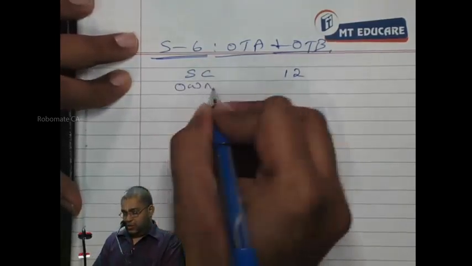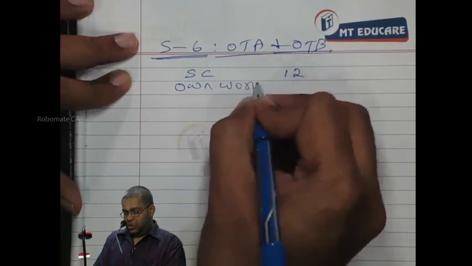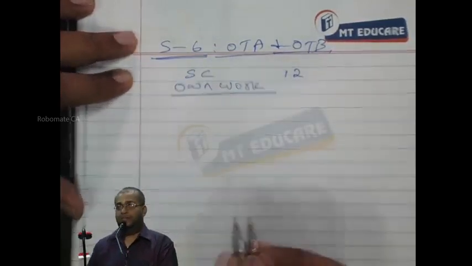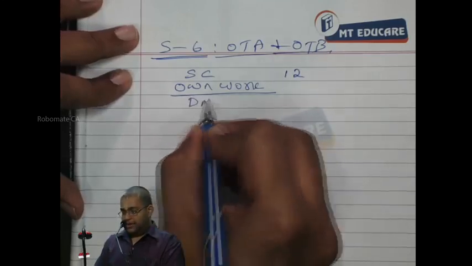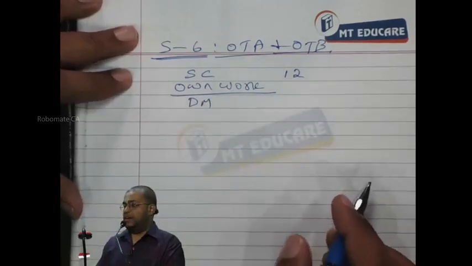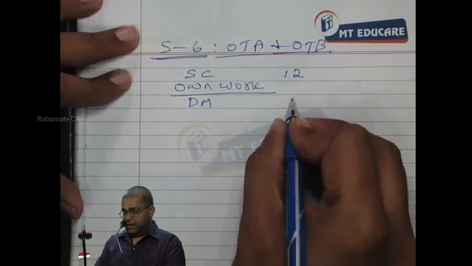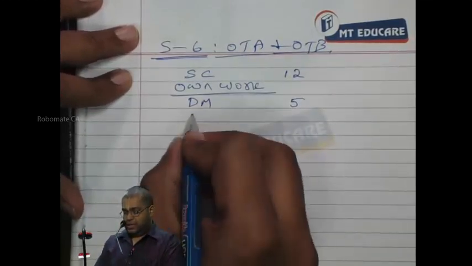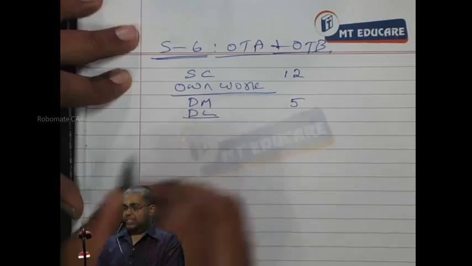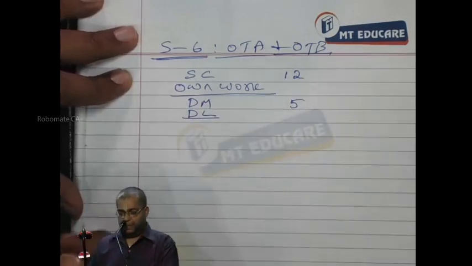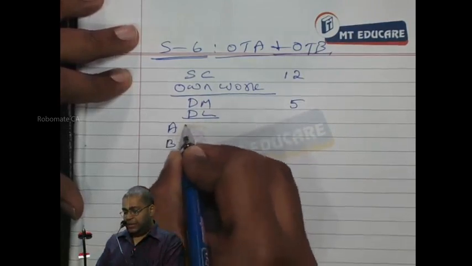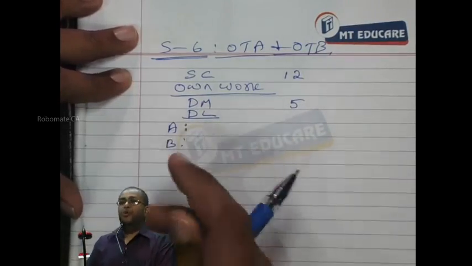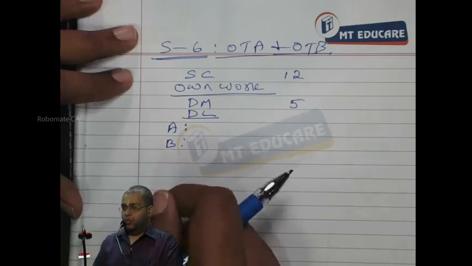Next option is what? Own work. I can do it on my own. What are all the costs of own work? Direct materials. How much material cost per meter? 5 rupees. Direct material 5 rupees. Next is direct labor. What are two machines here? Machine A, machine B. Now, both are normal or overtime?